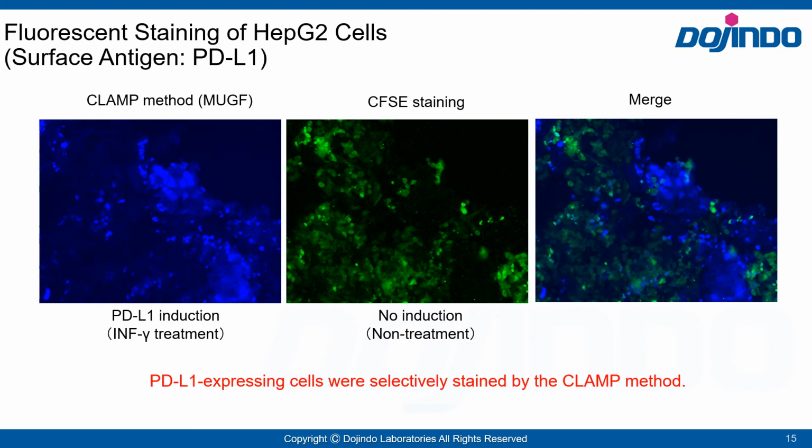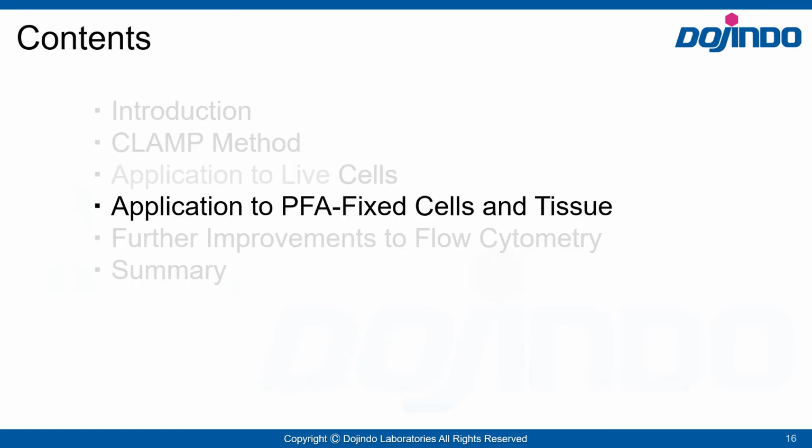The left fluorescence image illustrates which cells express PDL1 on their surfaces and have been stained by clamp as a consequence. The middle image shows us which cells have been stained by CFSE. On the right we have the merged image. As you can see, the stains are mutually exclusive in each cell, which shows that clamp has selectively stained only the PDL1 expressing cells.